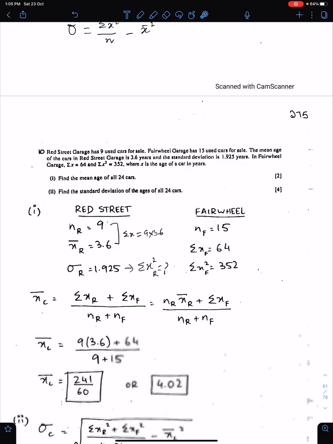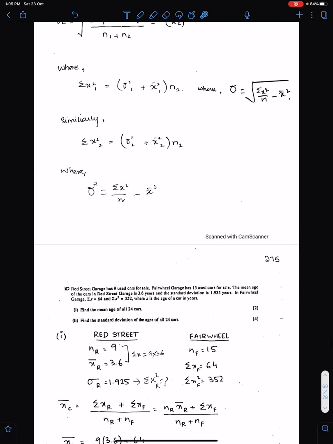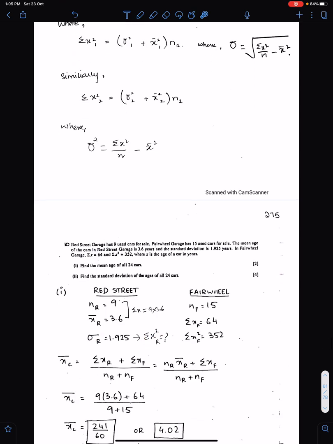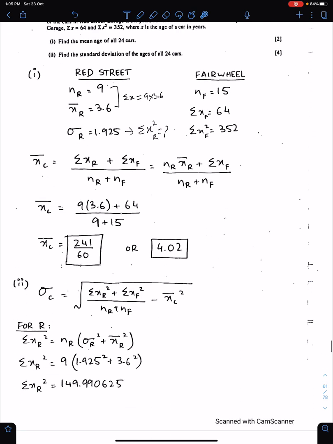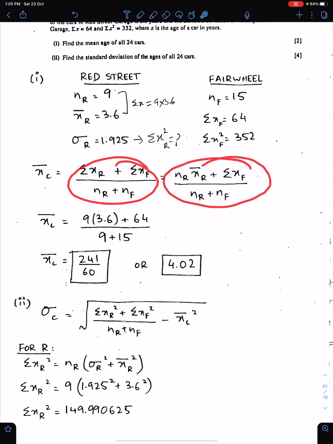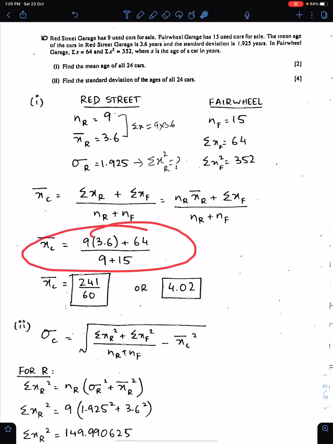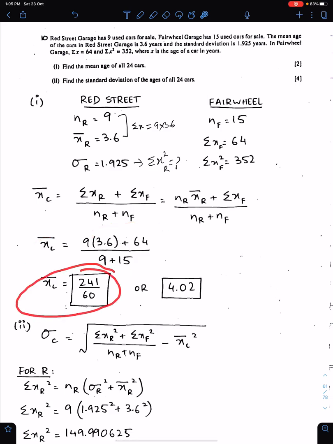Check this. With the help of this formula, we can get sigma x square because we have a standard deviation. And this is here. And make sure you write the complete value. Now combined mean, this is the formula of combined mean, this one and this one, you can use any one. So this is the result of combined mean, exact answer, 3 significant figures.